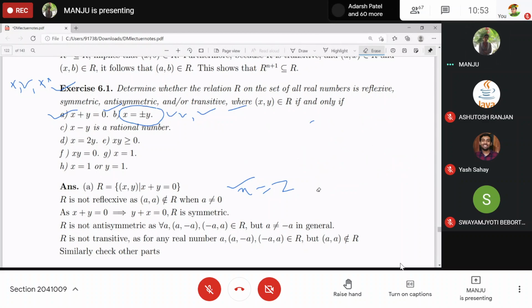Similarly, you can solve this one, x minus y is a rational number. And these are exercises for you. You can try it. If you don't get it, we can discuss in the next class.